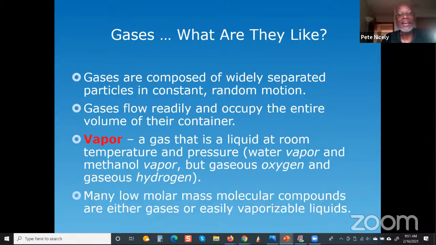Okay, and what you'll find is that many low molar mass molecular compounds will be easily converted to vapor by heating, all right? Or they exist as gases. So for example, oxygen and hydrogen, their molar masses are relatively low. And in terms of liquids, water and methanol, again, their molar masses are low, but they can be easily converted to vapor, all right? When it comes to higher molar mass liquids, they tend not to be so easily converted to vapor.